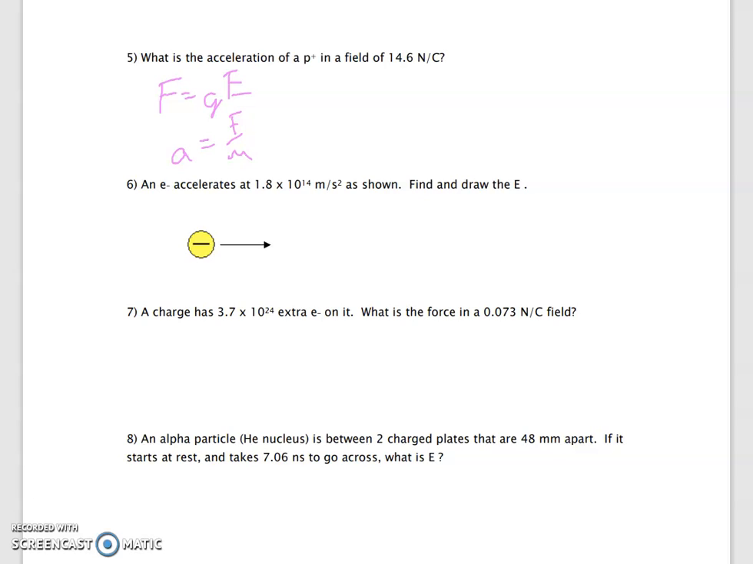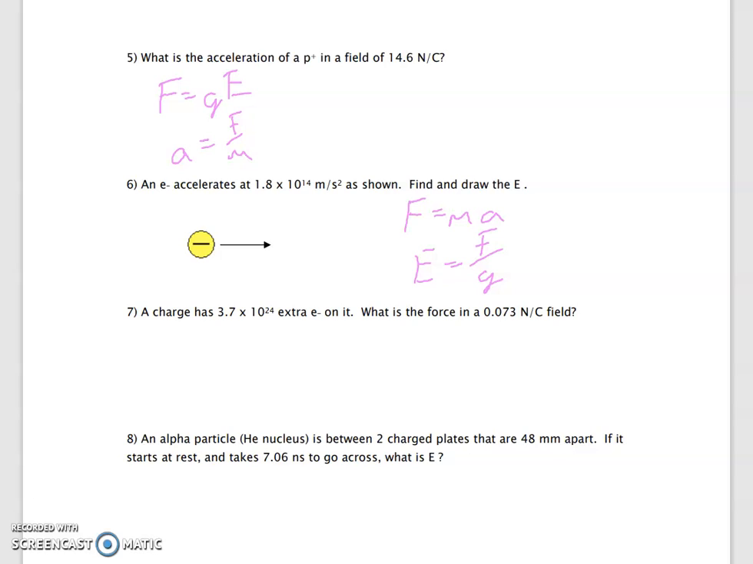Number 6 is kind of similar, except this time you've got the acceleration, and you're going to try and find the E. For this one, you've got the electron, so you can do F equals ma to get the force on the electron. You know the mass of the electron, that's a constant, and they gave you the acceleration. And then once you have the force, then electric field, of course, is force divided by Q, and you do know the Q of an electron. Right? And then you've got to draw the E.